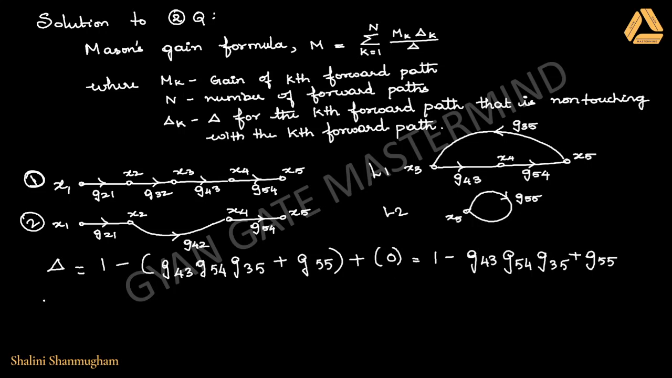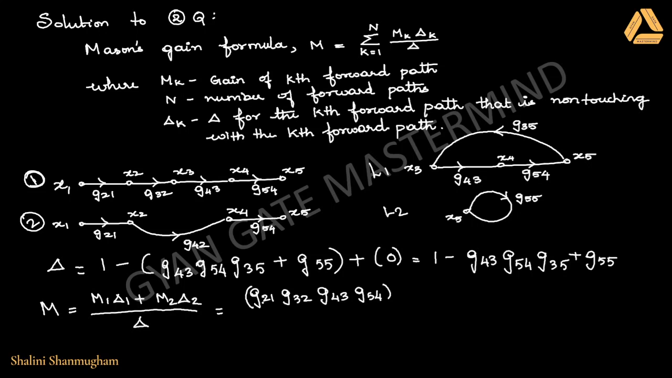And substituting this in Mason's gain formula, which is given by M is equal to M1 del 1 plus M2 del 2, because we have two forward paths. M1 is the forward path gain for the first forward path, and this is the forward path gain for the second forward path, divided by del. So substituting in the formula, what is M1? M1 is G21, G32, G43 and G54. This is the forward path gain of the first forward path, multiplied by del 1. So if you see, in our case, del 1 is 1. Why?